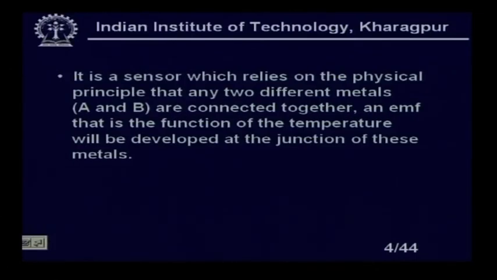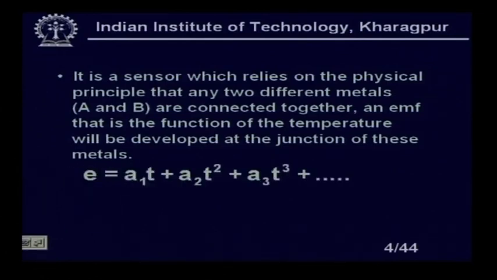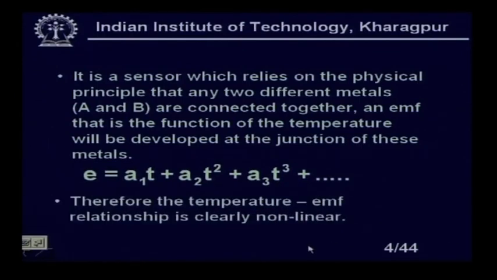Now, you see, it is a sensor which relies on the physical principle that when any two different metals A and B are connected together, an EMF that is a function of the temperature will be developed at the junction of these metals. The expression is E equal to A1 T plus A2 T square plus A3 T cube plus so on, right. Therefore, we can see that this temperature EMF relationship is clearly nonlinear.